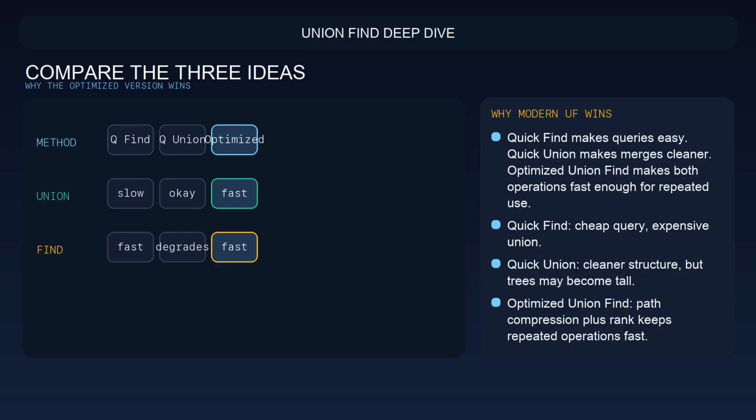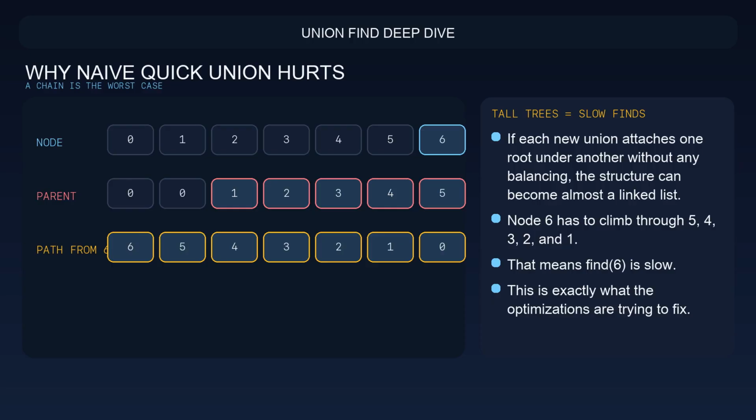Quick find gives you simple queries but terrible unions. Quick union gives you a better structure but can still degrade into long chains. The optimized version combines parent pointers, path compression, and union by rank so both find and union stay efficient over long sequences of operations. Here, node 6 has to walk 6 to 5 to 4 to 3 to 2 to 1 to 0 just to learn its root. One query is already expensive, and repeated queries stay expensive if we never improve the structure.